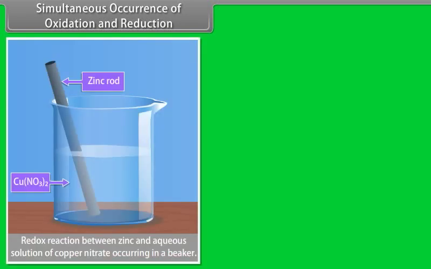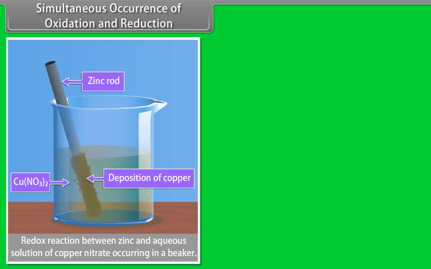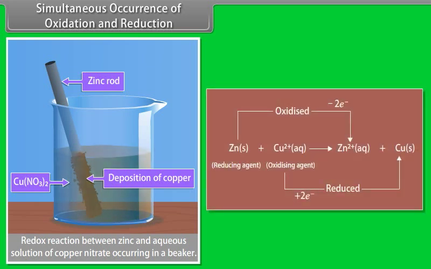In this reaction, zinc atoms lose electrons and are oxidized to zinc ions, whereas cupric ions gain electrons and are reduced to copper atoms. Here, cupric ions act as the oxidizing agent and zinc atoms act as the reducing agent.